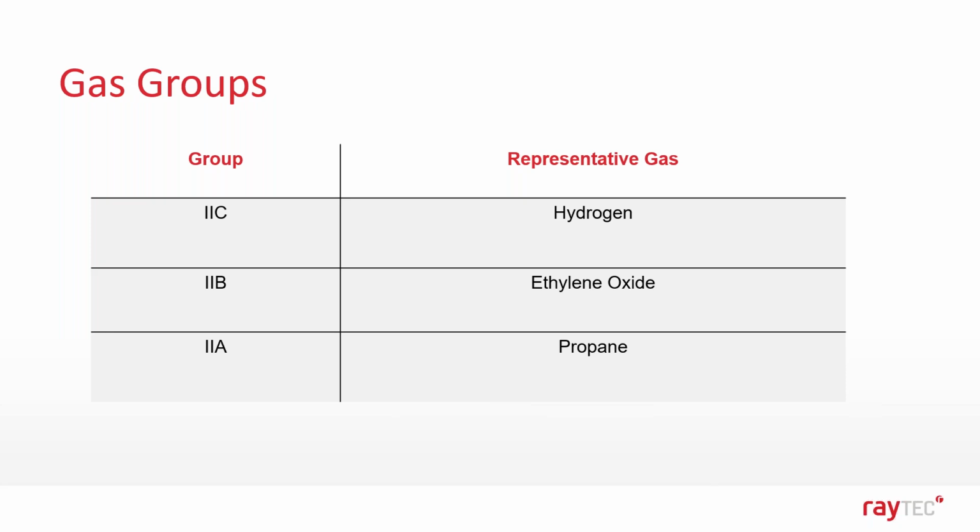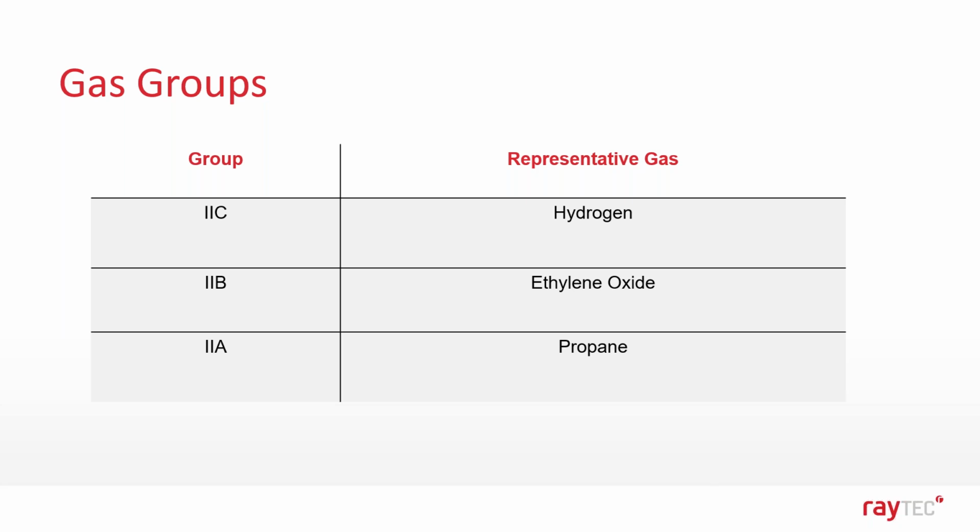Group 2 can then be further subdivided into three gas groups, according to the spark energy which ignites the most easily ignited mixture of the gas with air at atmospheric pressure. This is known as its ignition energy. Group 2C gases require the least amount of energy to ignite the mixture, at roughly 18 microjoules. Representative gases in this group are acetylene and hydrogen.